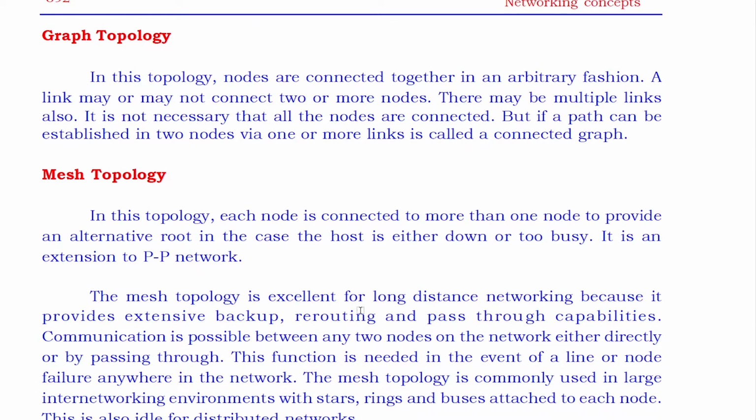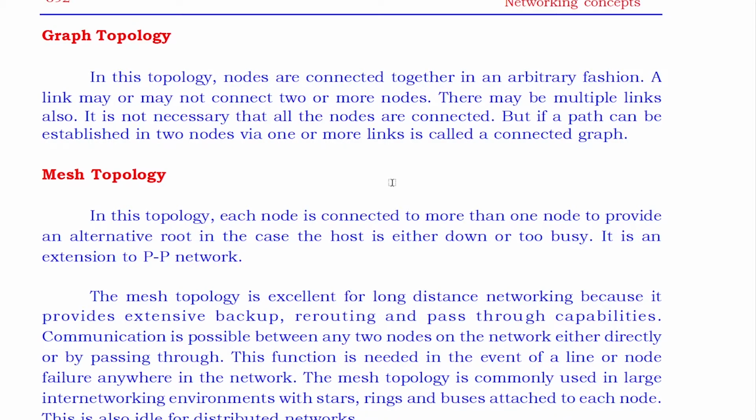Next, graph topology. In this topology, nodes are connected together in an arbitrary fashion. A link may or may not connect two or more nodes. There may be multiple links also. It is not necessary that all the nodes are connected, but if a path can be established between two nodes via one or more links, it is called a connected graph.